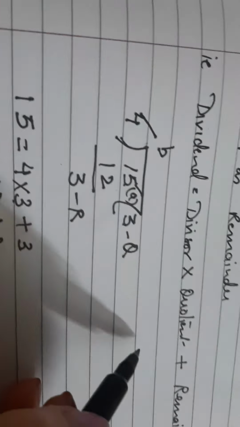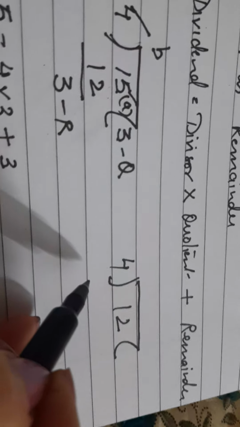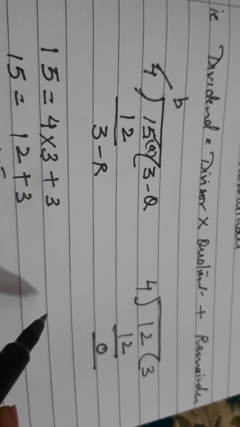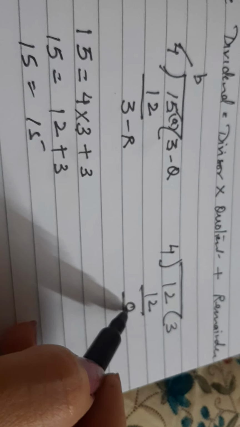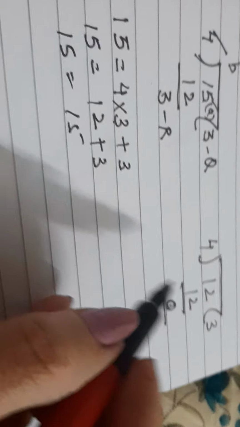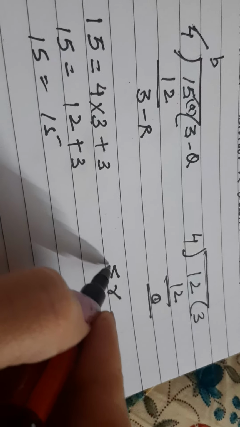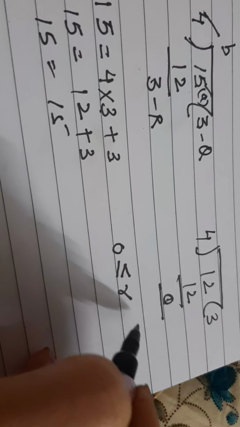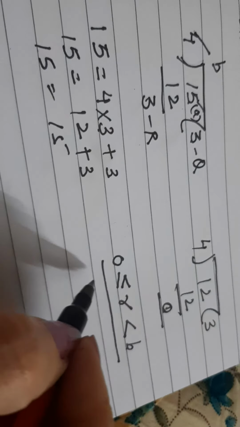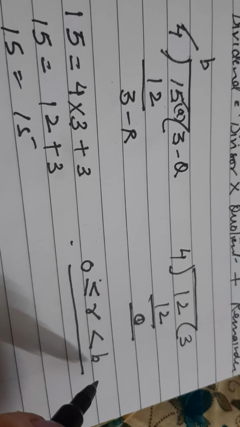Sometimes if we divide, suppose I take one more example. It is 12. 12 divided by 4, 4 3s are 12. In this case, my remainder comes 0. So what are the possibilities? Either my remainder is 0 or less than the divisor. So that's why we write that the remainder is always greater than or equal to 0 and less than b.